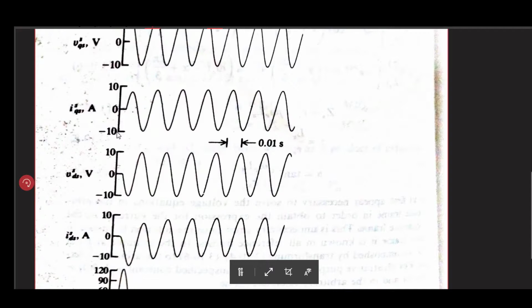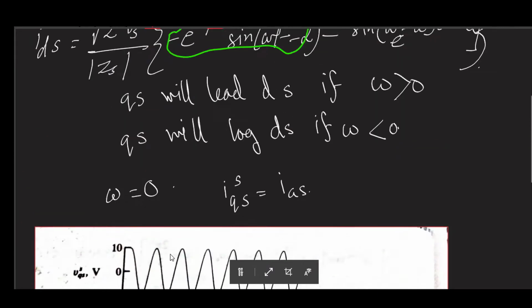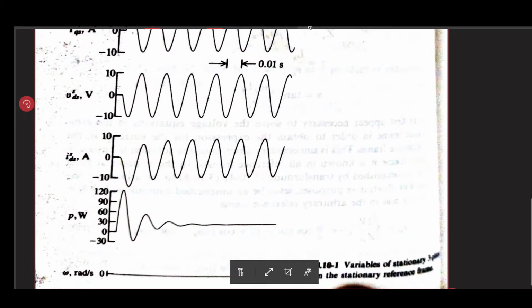In the synchronously rotating reference frame, this is one case, this is one sort of diagram. Let me insert another set where previously it was for omega equal to 0 and this is for omega equal to omega e. So the electric transients can be represented by an exponentially decaying balanced set varying at omega e and constant amplitude as it becomes constant.